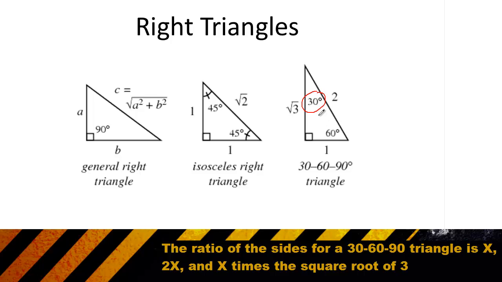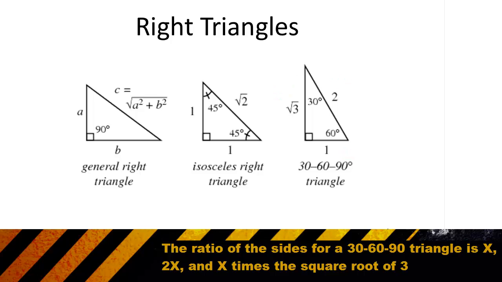And it's pretty simple. The side opposite the 30, that's going to be your shortest side. The slanted side, or the hypotenuse, that will be twice as big as your shortest side. The medium side, the remaining side, will be your shortest side multiplied by the square root of 3. So if I found out that my shortest side was 10, my longest side would be 20, and my medium side would be 10 root 3.